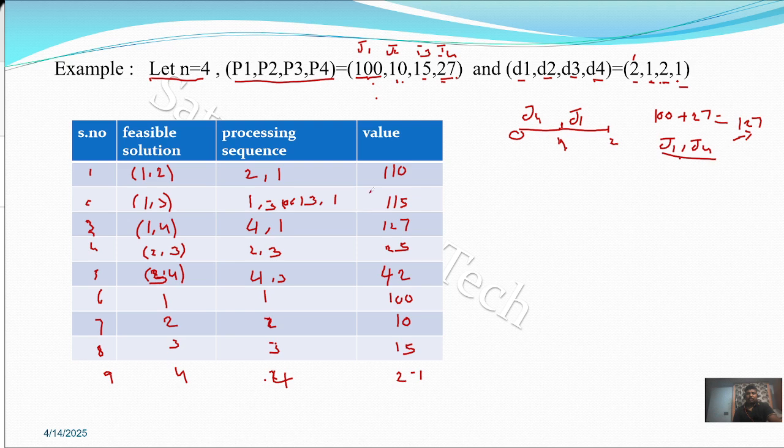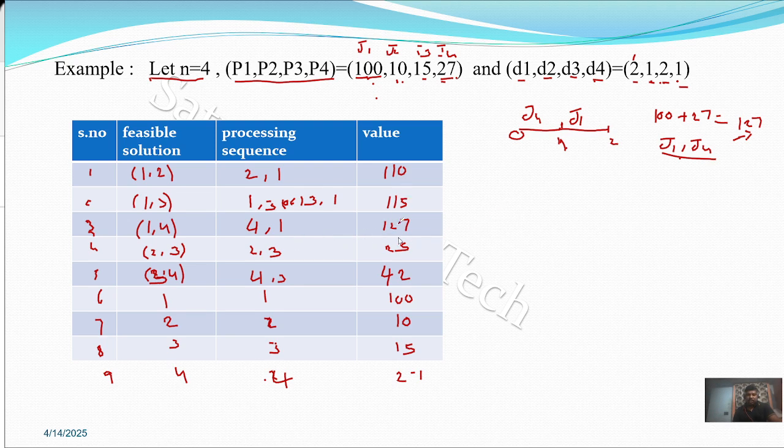So all of these are feasible solutions. They satisfy the constraint. What is the constraint here? The job should be completed within the deadline, that is the constraint. What is the objective? The objective is to get the maximum value, the maximum profit.